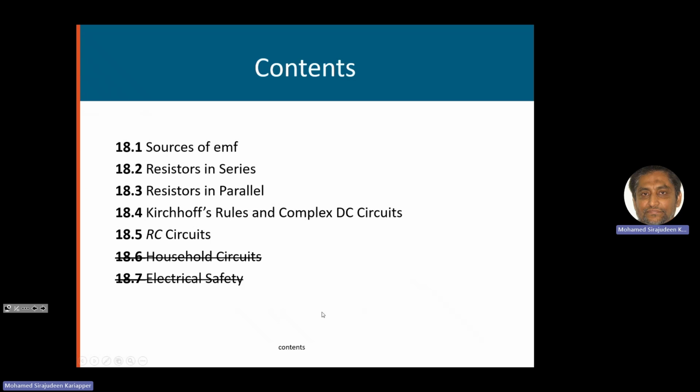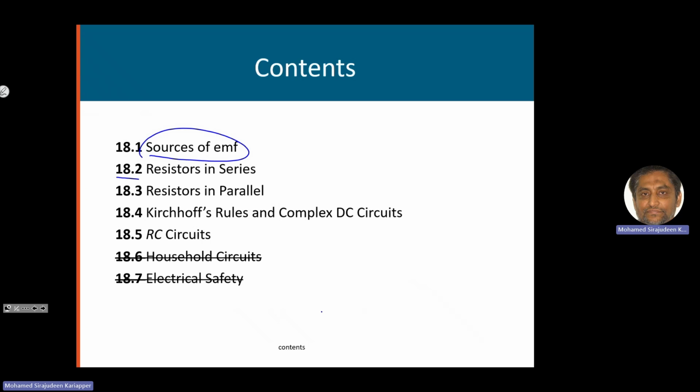So we'll start with sources of EMF. That means batteries. EMF stands for electromotive force. That is, any device that sends current through a circuit. We call it an EMF. That is a battery or EMF source.